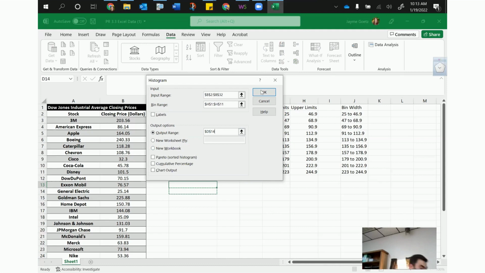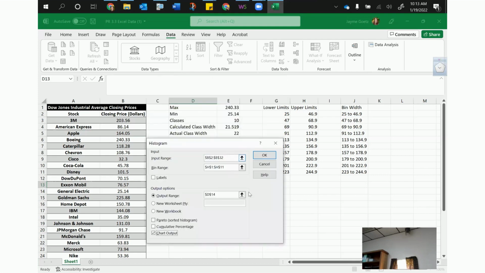Now, before we click OK, there's one more thing we need to click, and that's this box right down here that says chart output. We want it to put out a chart with the histogram that it's creating. So I'm going to pause for a minute, and I'm going to move this so you guys can see. I want you guys to double check that your input and your bin range and your output range match mine.